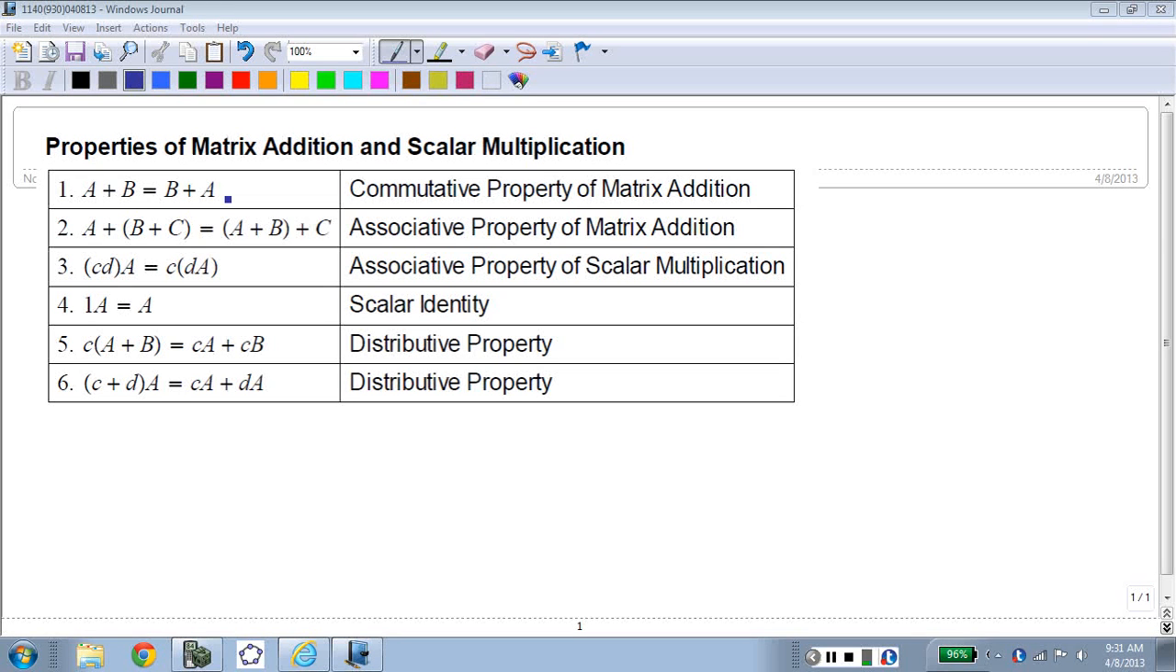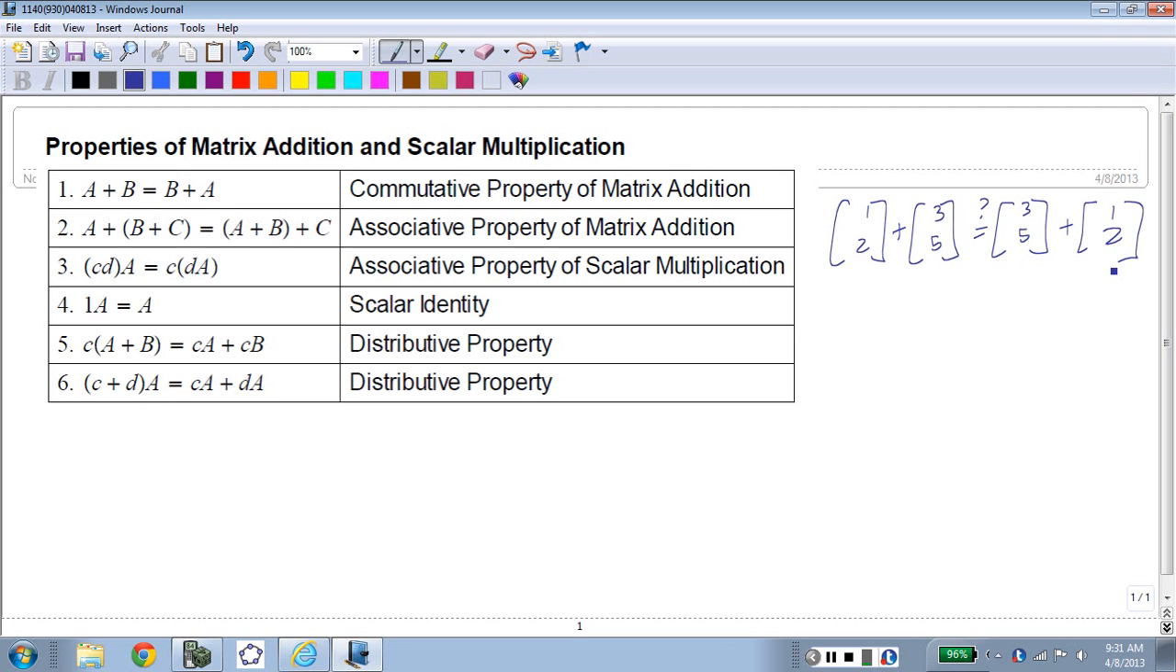Commutative property of matrix addition. If we have a column matrix, let's say 1, 2, and we add it to the matrix 3, 5, do you suppose we get the same answer as if we took the matrix 3, 5 and added it to the column matrix whose entries are 1 and 2? You think they give us the same answer?